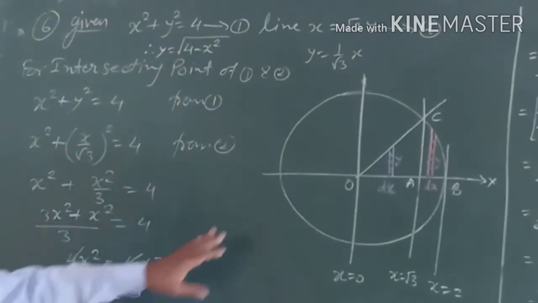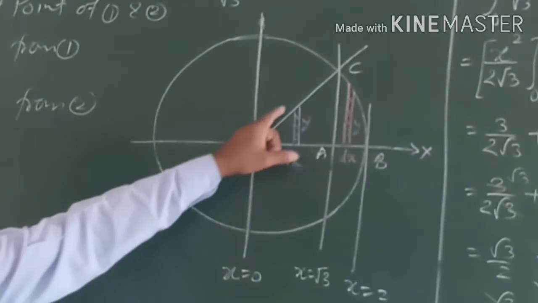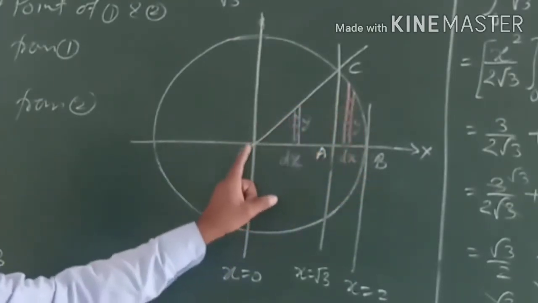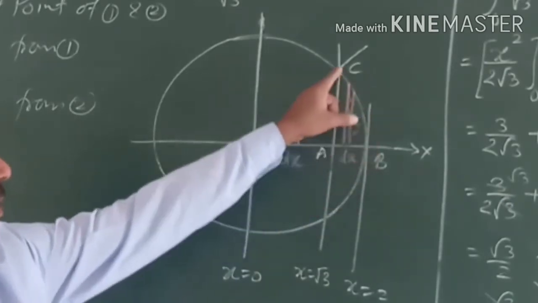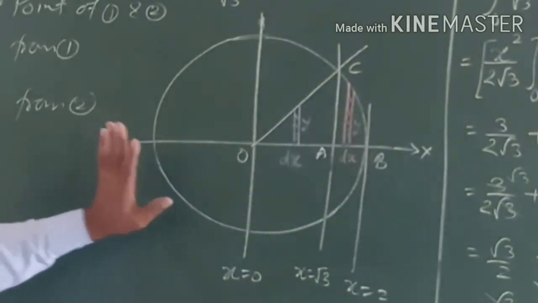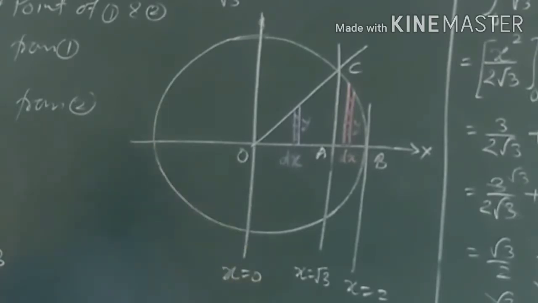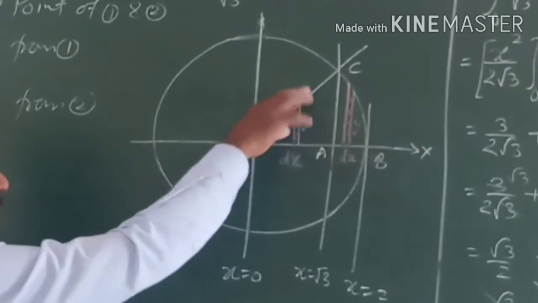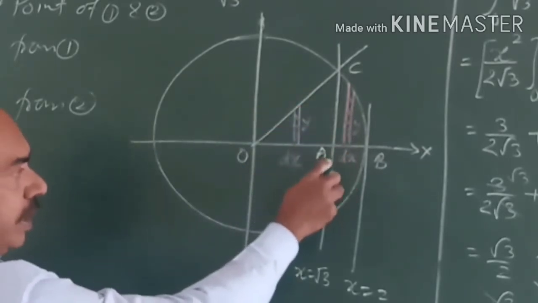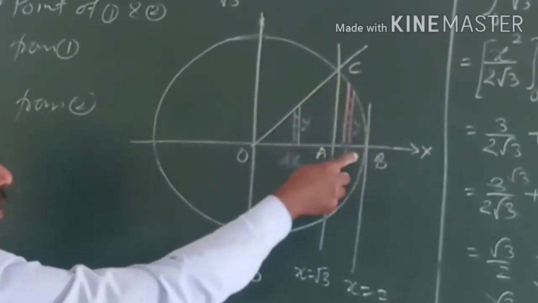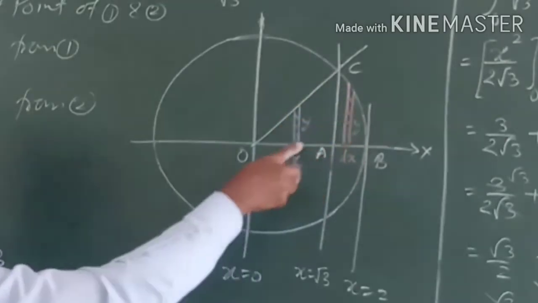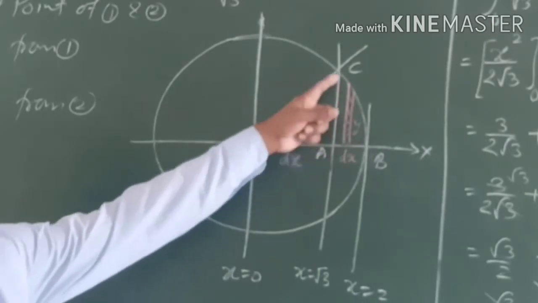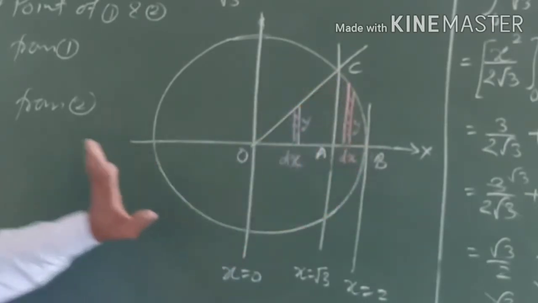Now in this question we have to find the area bounded by this line, the circle and the x-axis. It means we have to find O, A, B, C, once again O, and this area will be divided into two parts. The first part, which is O, A, C and O, is under this line, and the second part, A, B, C and once again A, is under this circle. So see, in this figure there are two parts. The first part is this one, which is under this line, and here it is a circle.